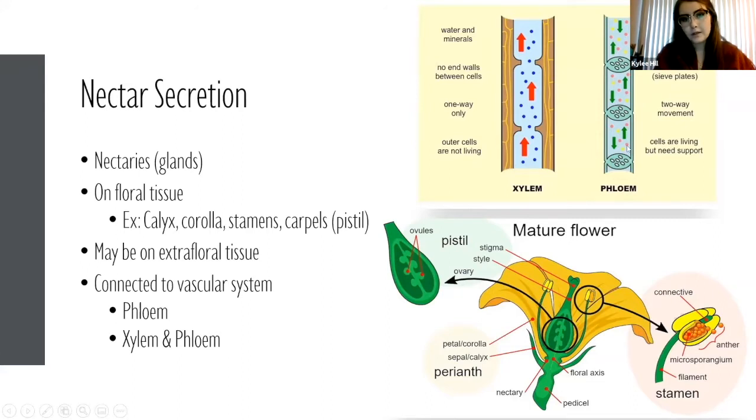These nectaries are connected to components of the plant's vascular system, either the phloem or both the xylem and the phloem. The difference between the xylem and the phloem is in this diagram here. The xylem is responsible for transporting water and minerals. There are no end walls between the cells. Transportation is only going one way, and the cells surrounding the xylem are not living. For the phloem, let me minimize that. The phloem is transporting organic molecules. It does possess end walls. It exhibits two-way movement, and the cells are living and they need support.